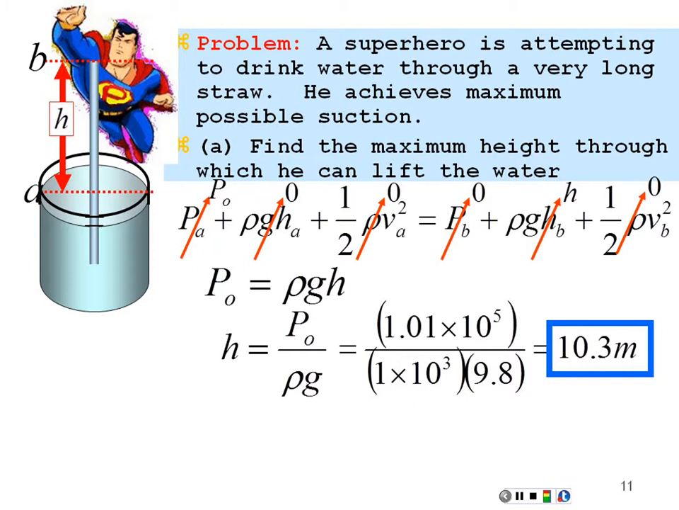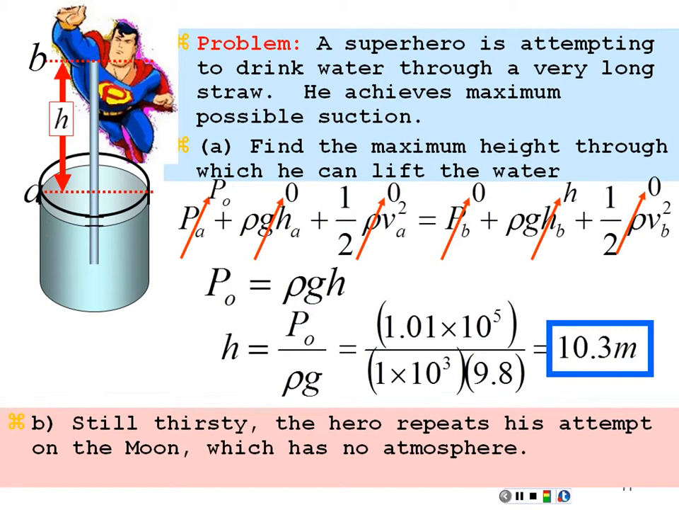Because you have to have a pressure difference, you have atmospheric pressure pushing on one side, 0 on the other, that allows him to pull it through, but only up to 10.3 meters, and that would be it. You would need a pump in order to go higher than that.